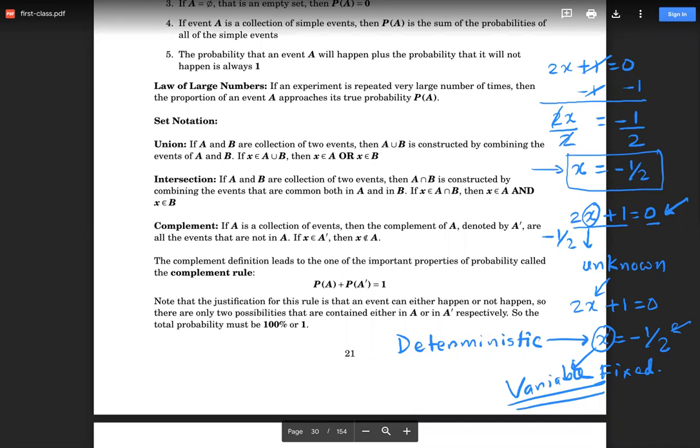Now, in the context of probability, I am going to introduce a random variable, a variable as well. It's the same variable symbol that we use. X is a variable. However, there is a world of difference between these two variables. In this one, the outcome is fixed, which is negative 1/2. In this one, the outcome is uncertain or random.